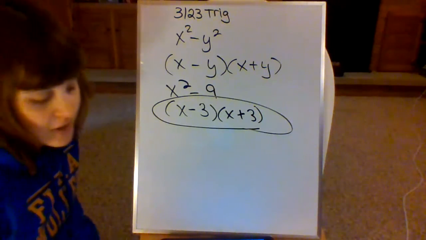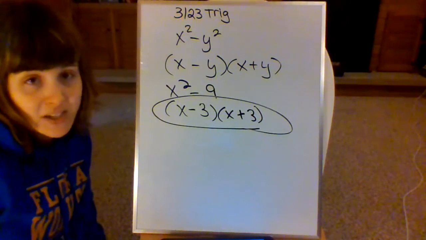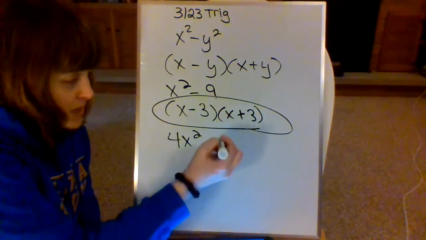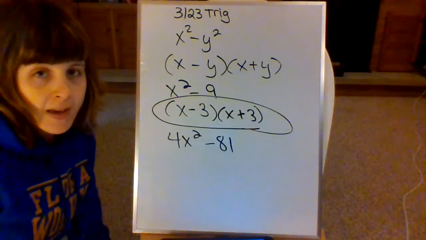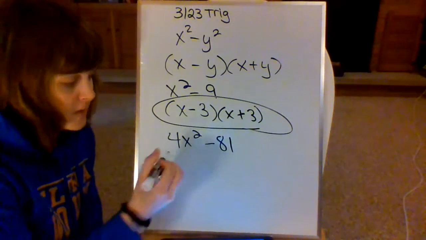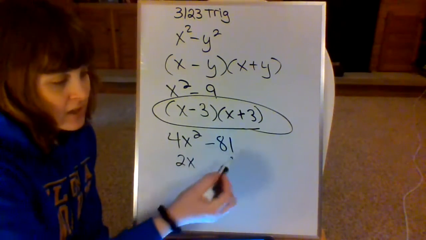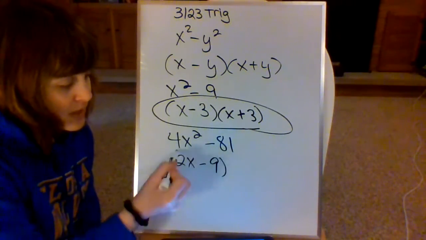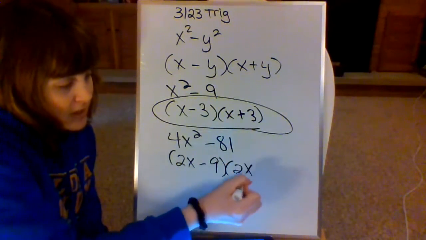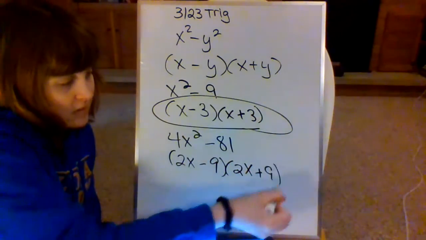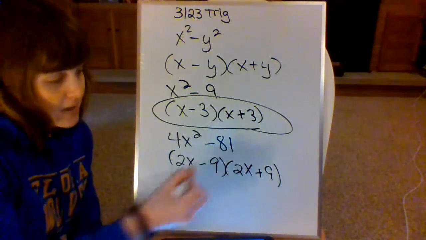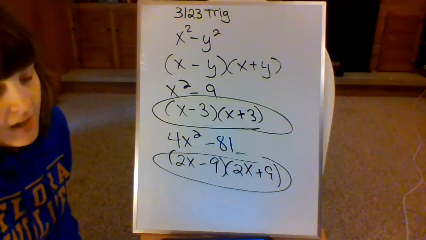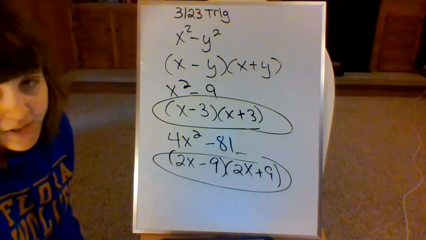Okay, so now we're going to look at one that's a little bit more complicated, but it's still very easy. So 4x squared minus 81. Now, the square root of 4 is 2. So we're going to have 2x. The square root of 81 is 9. So we're going to have 2x minus 9 and 2x plus 9. Okay, and then that's it. Alright, so that's the difference of two squares.